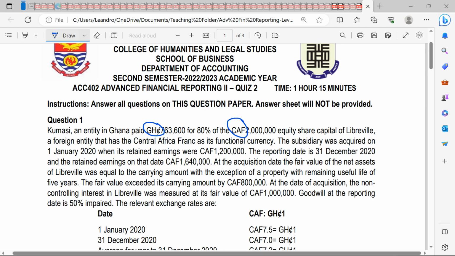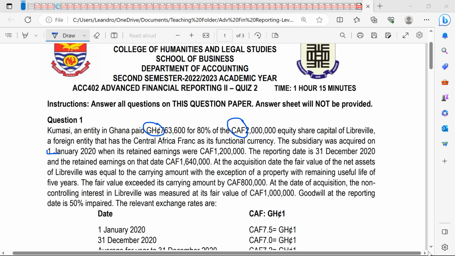The share capital of Libreville is 2 million Central African franc, which is the functional currency of Libreville. So the presentation currency of the parent Kumasi is Ghana cedi, and the functional currency of the subsidiary is Central African franc. The subsidiary was acquired on 1st January. Take note of the date of acquisition.